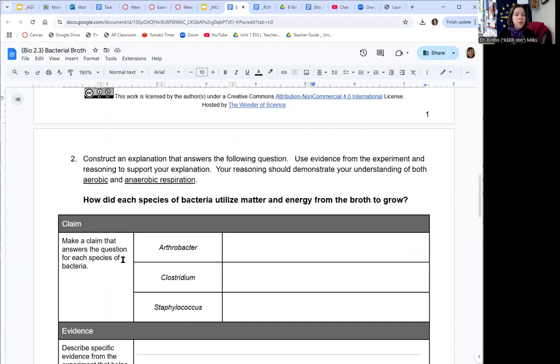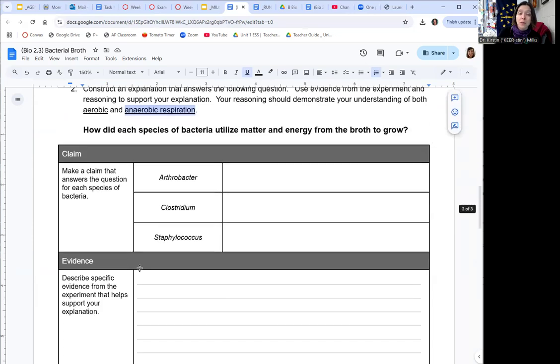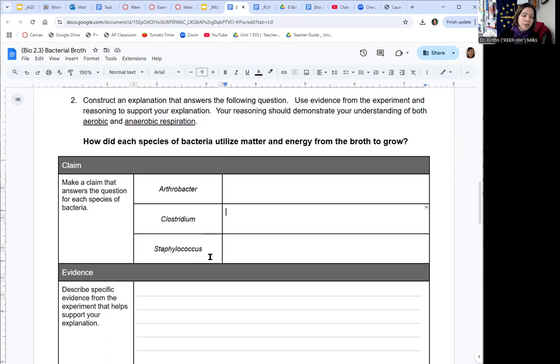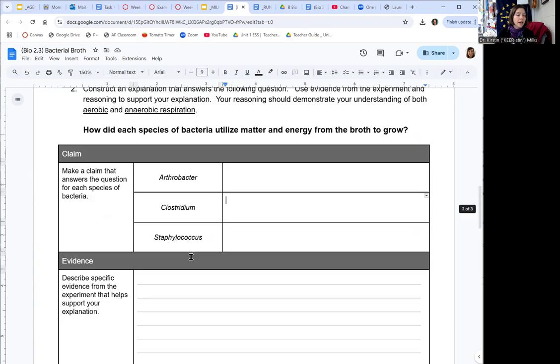After that, you're going to think about whether an organism is doing aerobic respiration, anaerobic respiration, or maybe can do both. Remember, this top part has oxygen, this bottom part does not. We need oxygen, but not all bacteria do. Some can do both aerobic and anaerobic respiration. So you're making a claim for each of those types. Is it aerobic respiration or is it anaerobic respiration as to how those are utilizing matter and energy? Then you're going to describe what you see in the picture that helps you make that explanation.